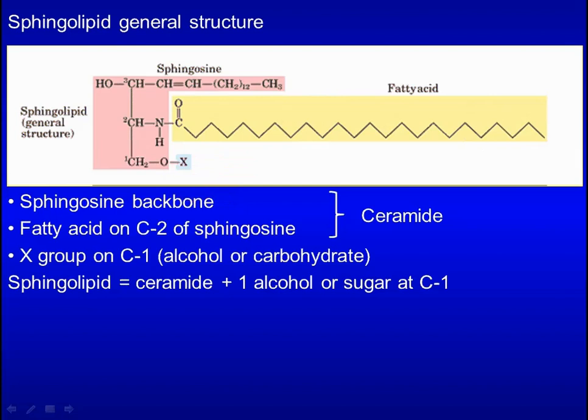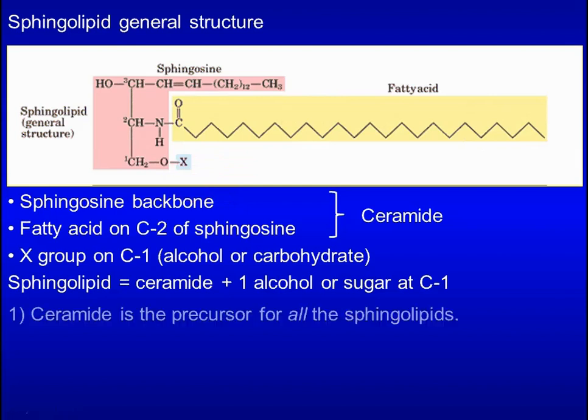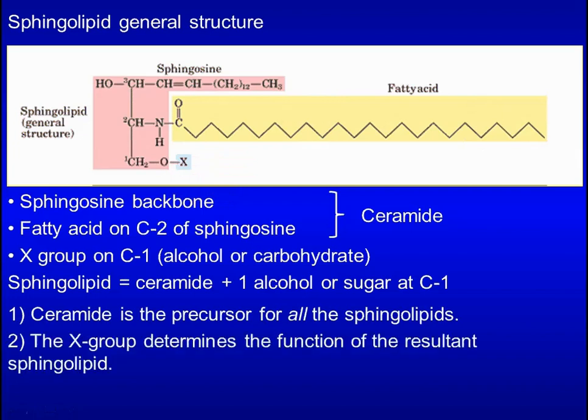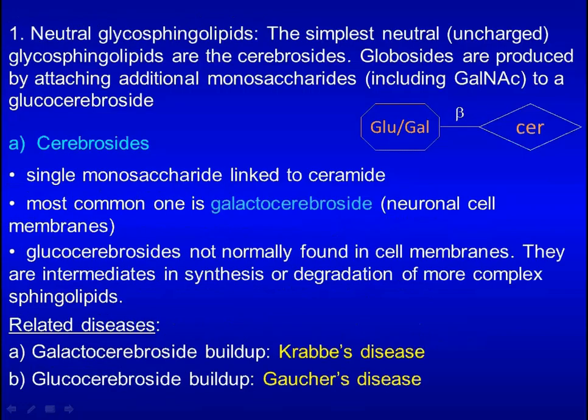Two conclusions we can make at this point. First, ceramide is a precursor for all the sphingolipids. Second, the X group at position C1 determines the function of the resultant sphingolipid. The simplest neutral glycosphingolipids are the cerebrosides. In cerebrosides, a single monosaccharide is linked to ceramide.